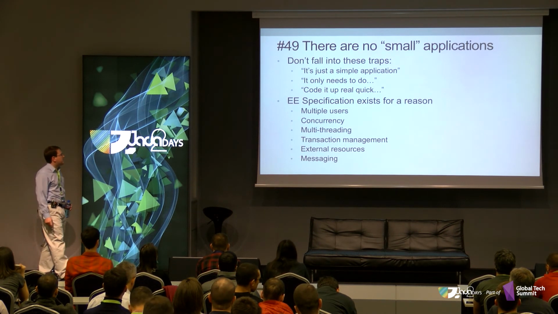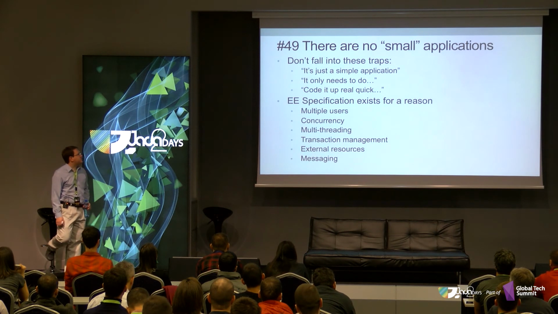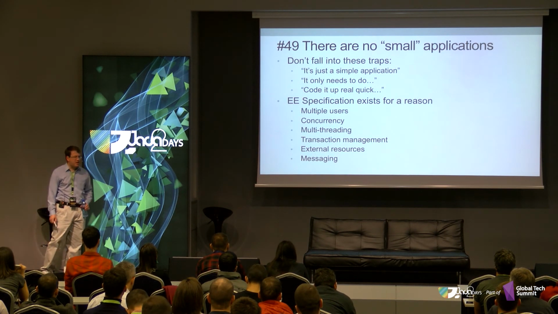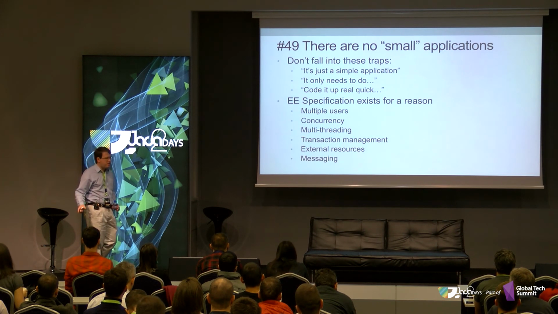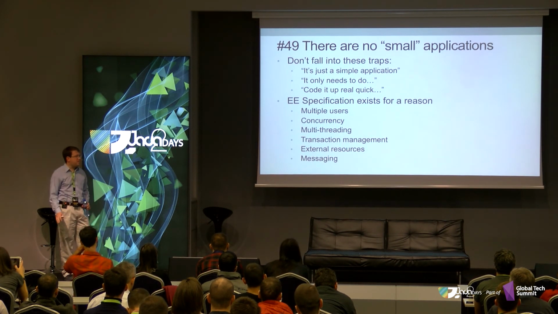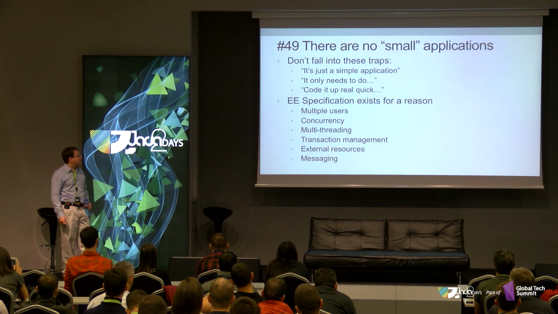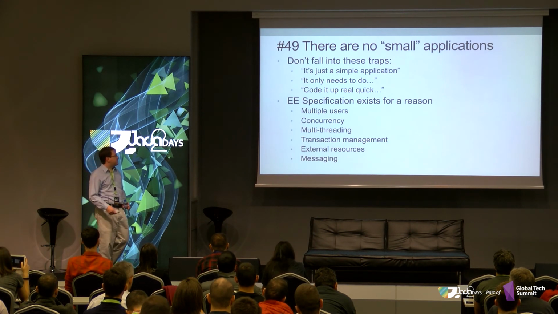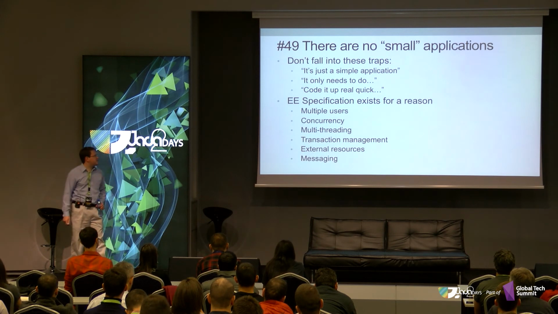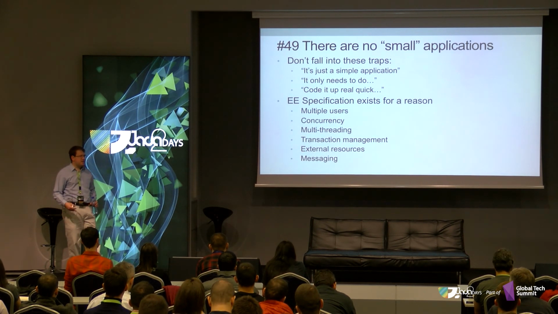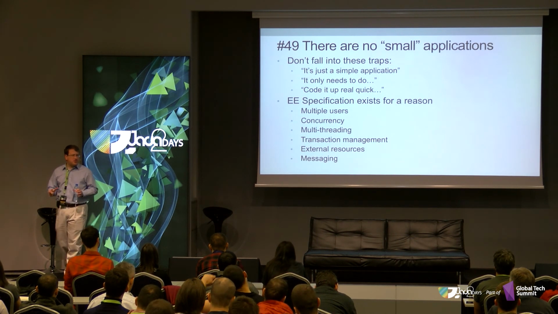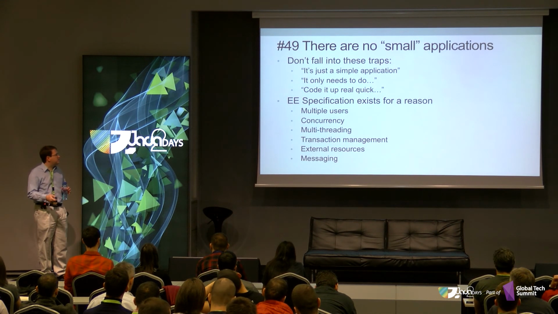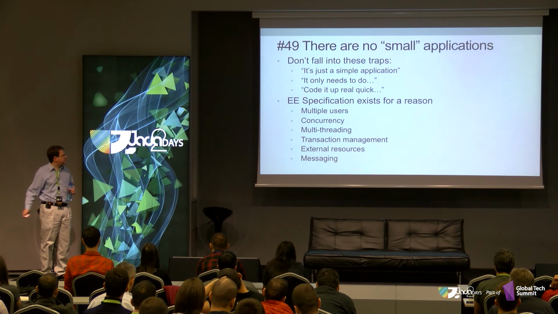The next best practice: there are no small applications. Don't fall into the trap of thinking the application you're working on is just a simple application that only needs to do something really small, that you can code up quickly and deploy in Tomcat, because Tomcat is not a Java EE container. The EE specification exists for a reason. It takes into account concurrency, multi-threading, transaction management, external resources, messaging, etc. So your small little application will eventually grow. And if you started it out on the wrong track, hacking up little blocks of code to get around things that EE provides for you, you'll end up reinventing the wheel and end up with spaghetti code.